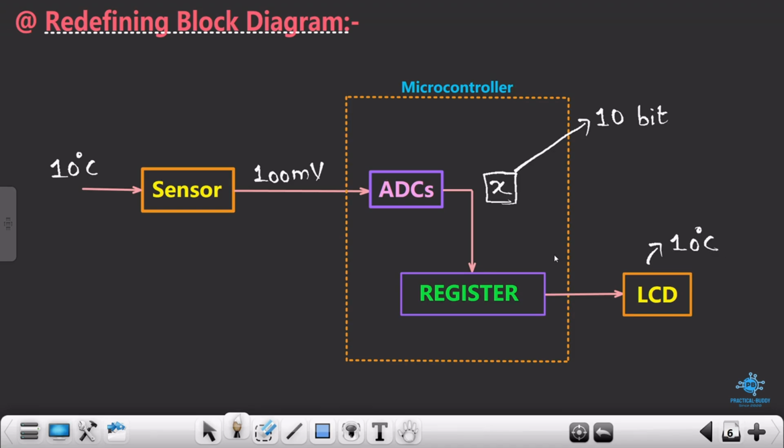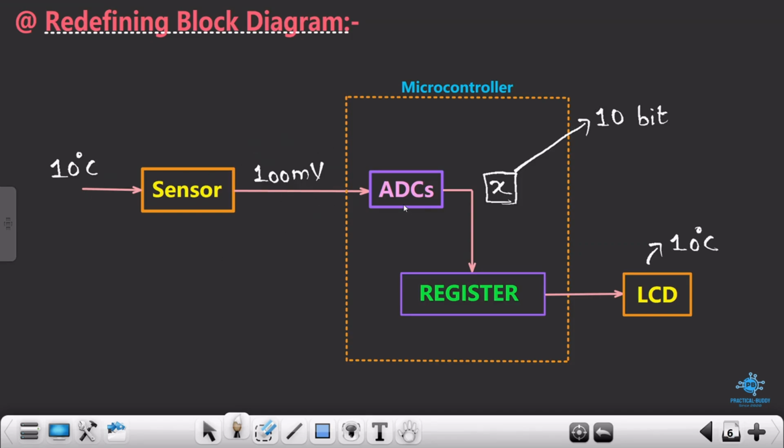Okay, and this will be the final block diagram of our project. Again, I'll just repeat all the things we saw. At first we saw the concept of sensor. The task of sensor is to convert the temperature, or the physical quantity, into the electrical quantity. In our case, the LM35 sensor that we are using is converting 10 degrees Celsius into 100 millivolts, right? So basically it is converting the temperature into voltage.